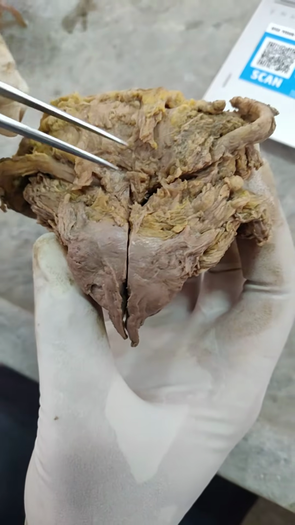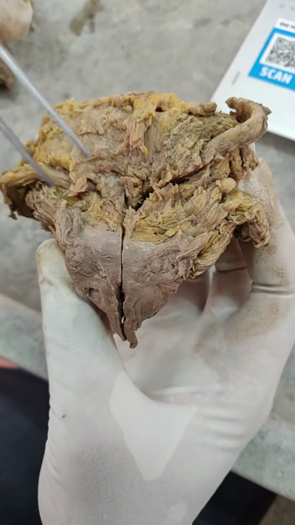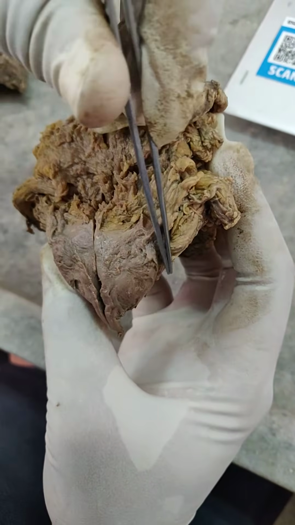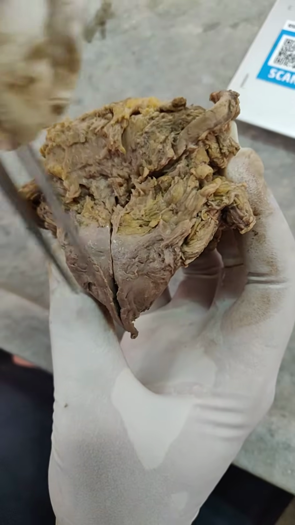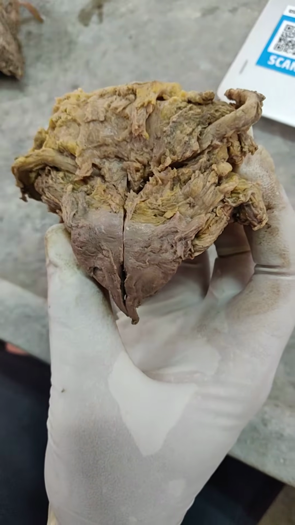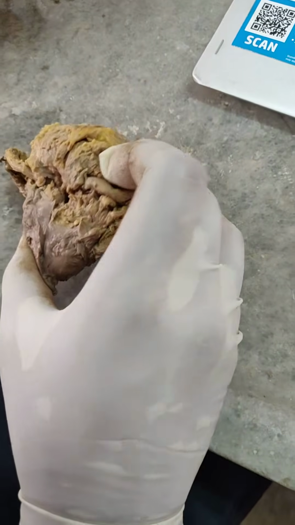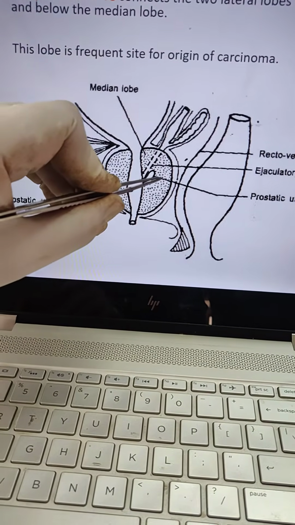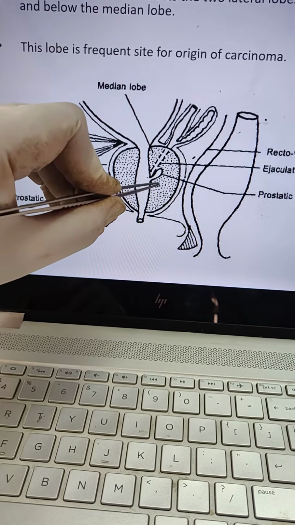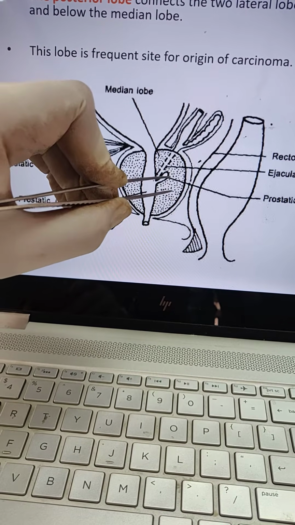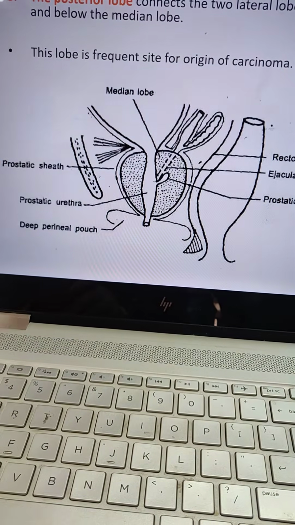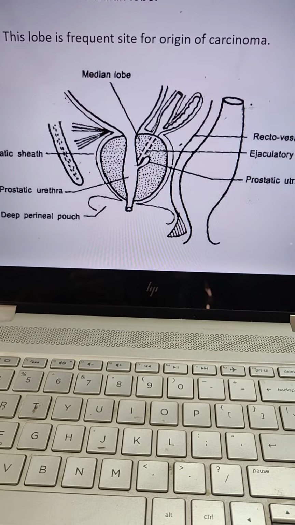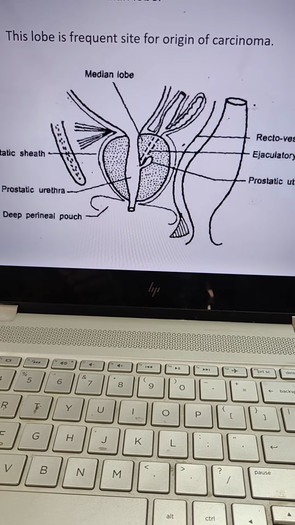This is the posterior surface of the prostate, and this is the posterior lobe of the prostate, connecting the two lateral lobes. The two lateral lobes lie behind the median lobe. Here inside the figure you can also see the posterior lobe, which connects both the lateral lobes on each side, and it is the frequent site of carcinoma.